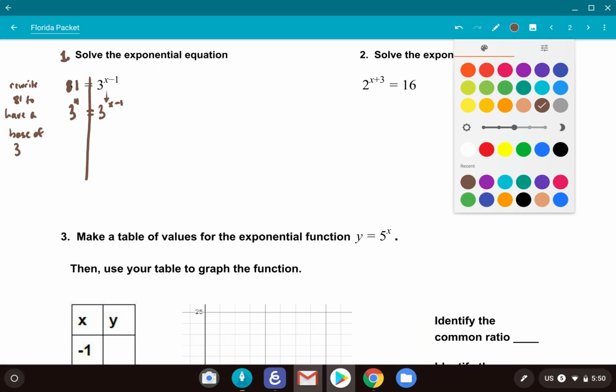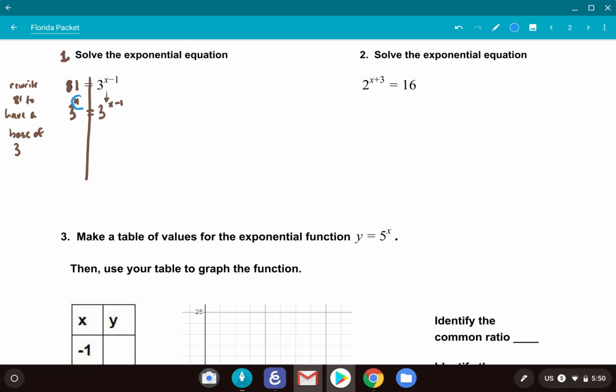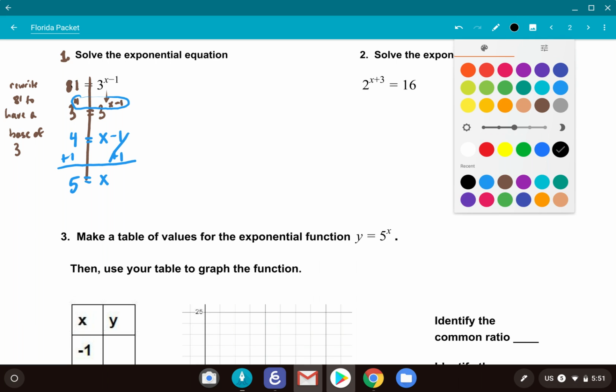From here, now that I have the same bases, I can set my exponents equal to each other. 4 is equal to x minus 1. And then you're going to solve for x. So let's start by adding 1 to both sides of our equation, and we'll get that x equals 5. And that is my solution.